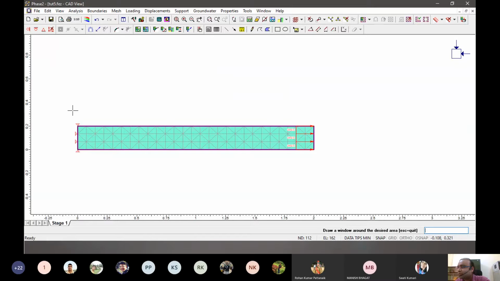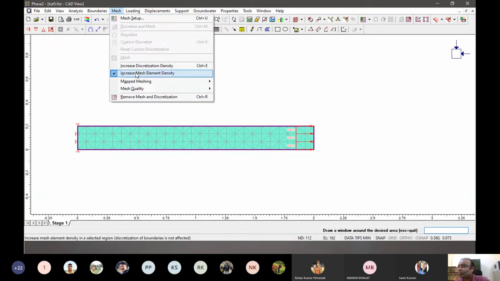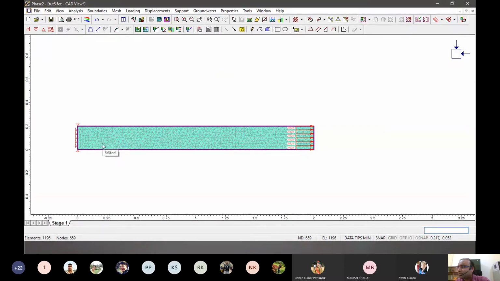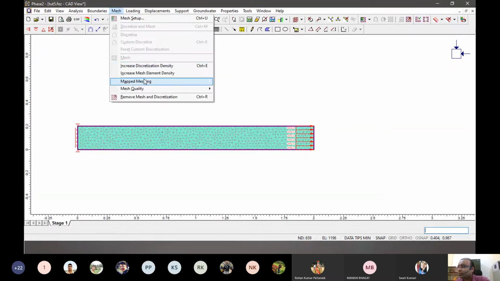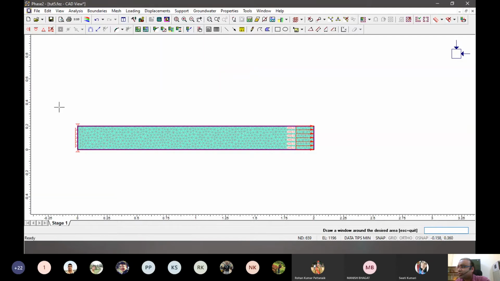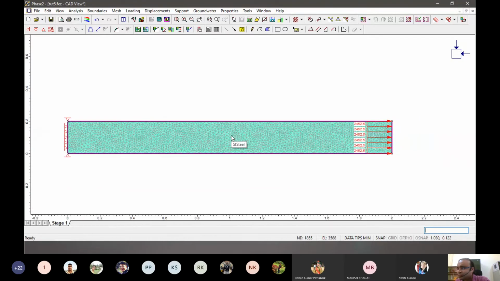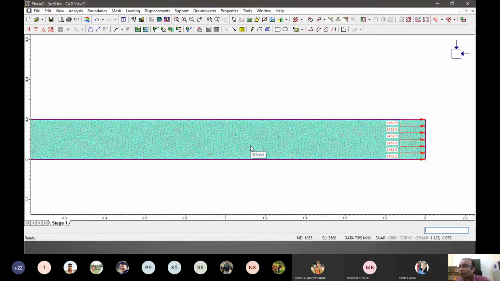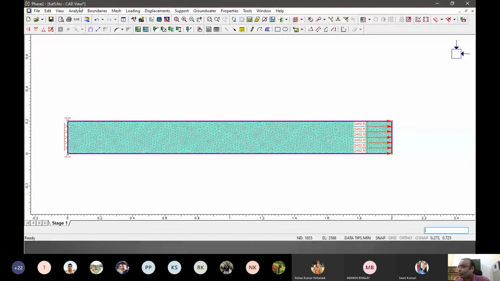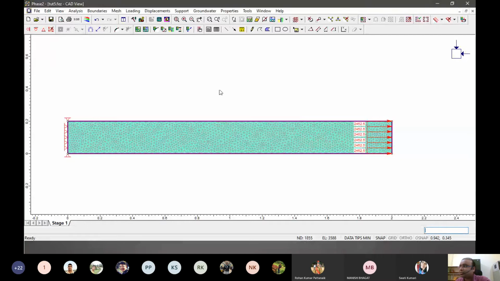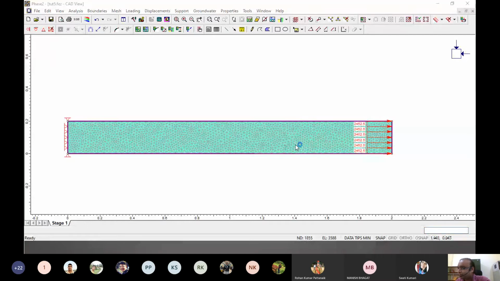Increase mesh. First, let's increase the mesh discretization density. So this is better, and we can increase the element density as well. That's much more, a finer mesh we have. Let's do this analysis again and see if our changes reflect there.